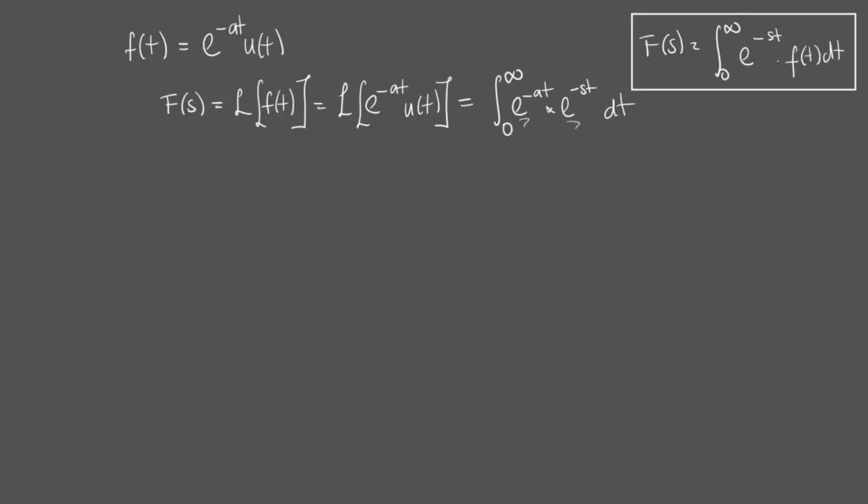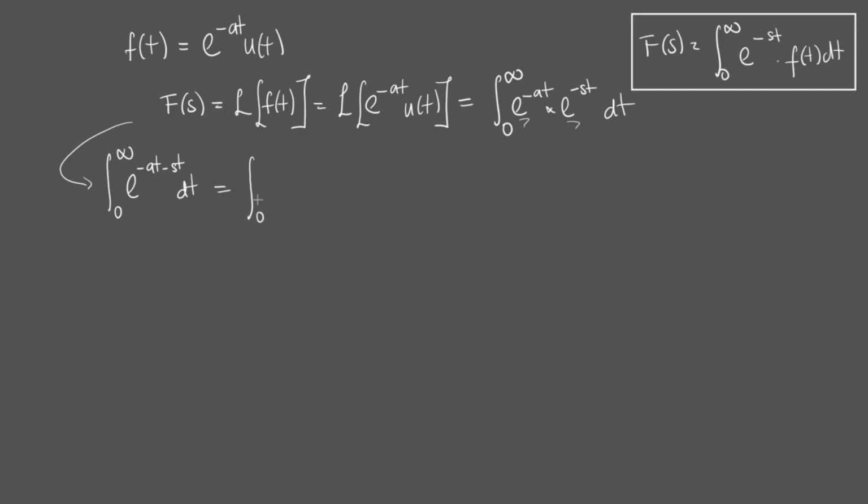e and e are common bases here, which means we can add our exponents. So let's get to work, okay? So that's the integral. Let me write, okay, that's the integral from 0 to infinity of e to the minus at minus st dt. This is absolutely correct.